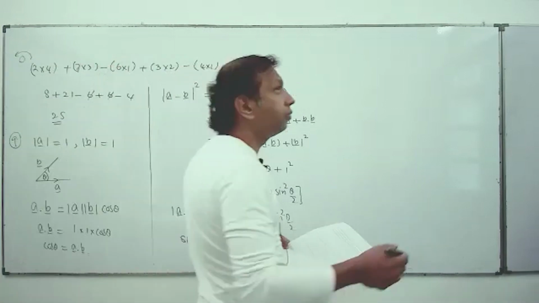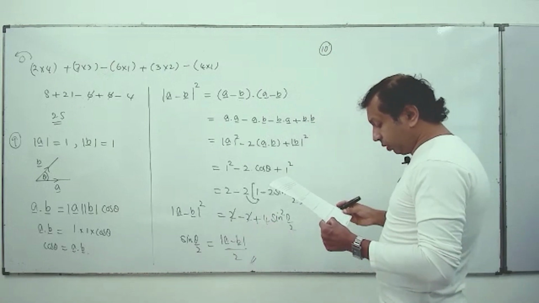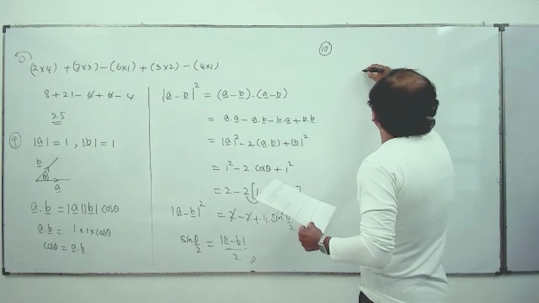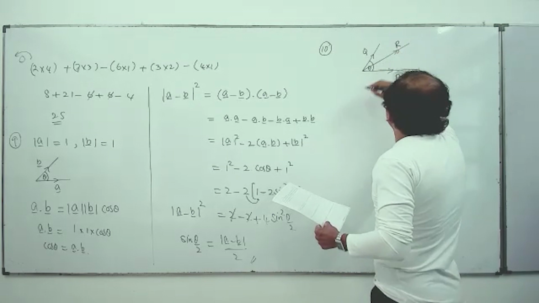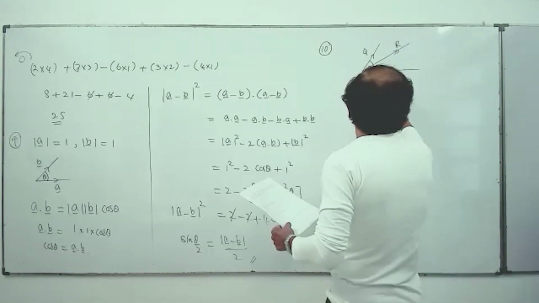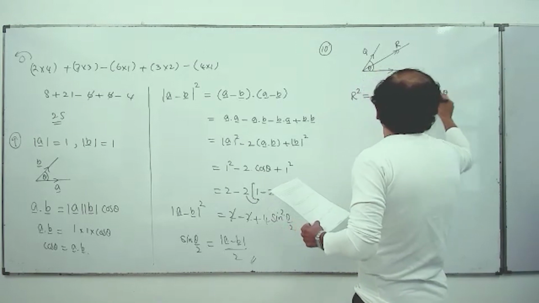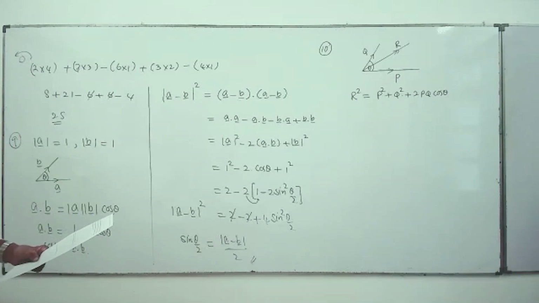Number 10. The resultant force of two forces of magnitude P and 2P is root 3P. When we have two forces, P and Q, the resultant force is given by R squared equals P squared plus Q squared plus 2PQ cos theta. Can you remember this formula? We derived this in the concurrent forces lesson.